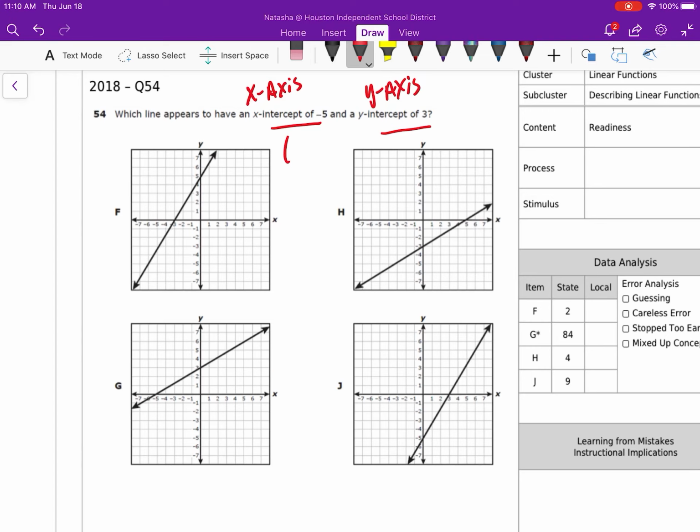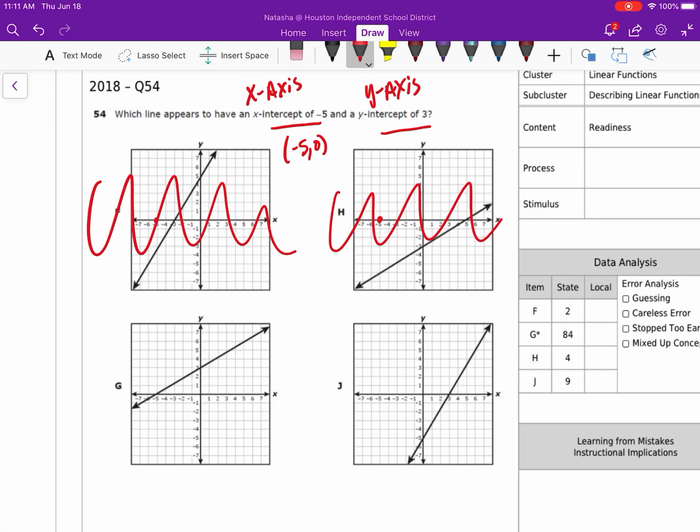The -5 is going to be at (-5, 0), because where it crosses the x-axis is when y is equal to 0. Okay, well, if I look at letter F, the point (-5, 0) is there that I've marked. My graph does not go through that point, so that is not an answer choice. Same with H. If I look at H, my line is nowhere near (-5, 0), so that does not have the x-intercept of -5.